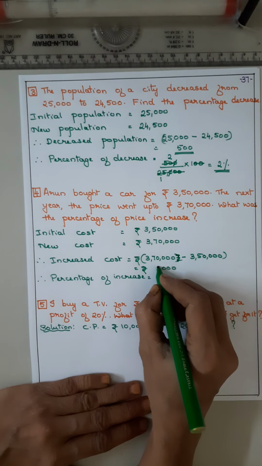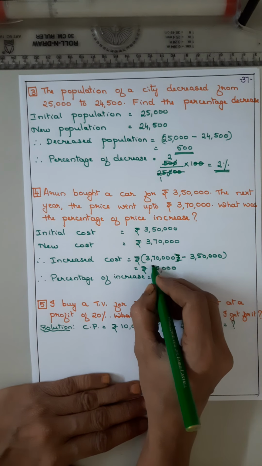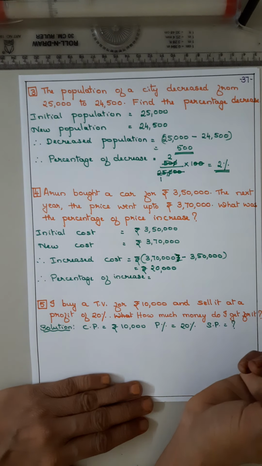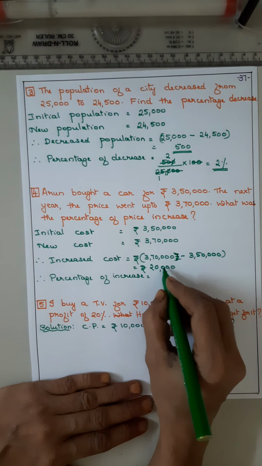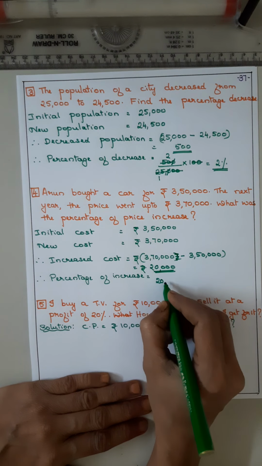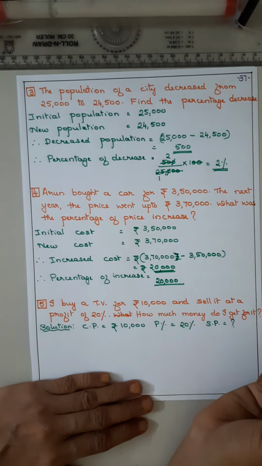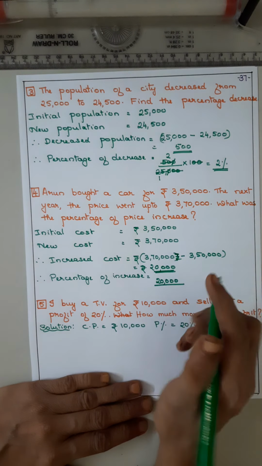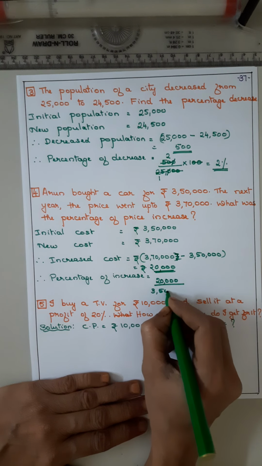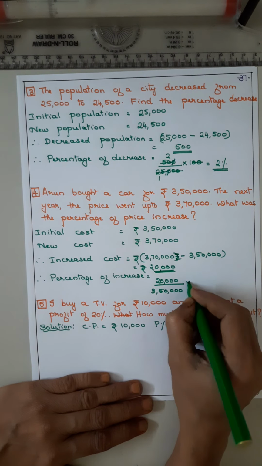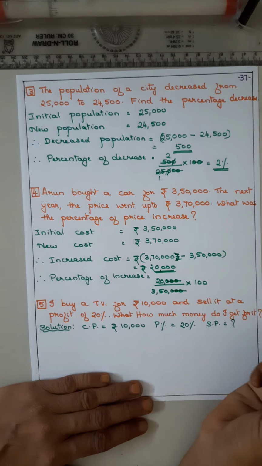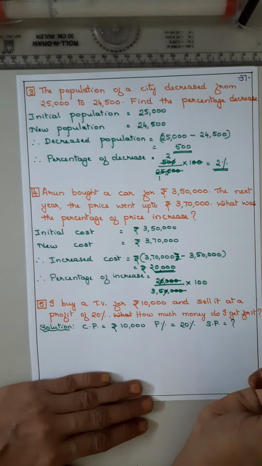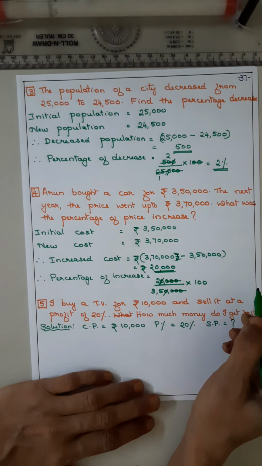Then in the thousand place 0, 7 minus 5 is 2 and 3 minus 3 is 0. So you got 20,000. Now percentage of increase. What is the difference you got? It is 20,000. So 20,000, put it in the numerator. What was the initial? It was 3,50,000 into 100. So 30 cut, 10 cut.